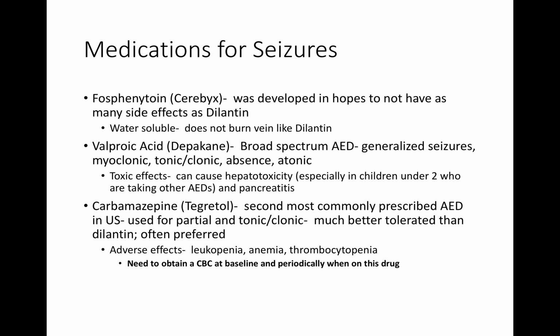And we have Tegretol, the second most commonly prescribed anti-epileptic drug in the United States, used for partial and tonic-clonic seizures. It is much better tolerated than Dilantin, and it's often preferred. So once again, we're going to go with the lowest one to cause toxicity first. They will probably start with Tegretol, and then if the person can't be maintained on that, we will move on to either fosphenytoin or phenytoin.